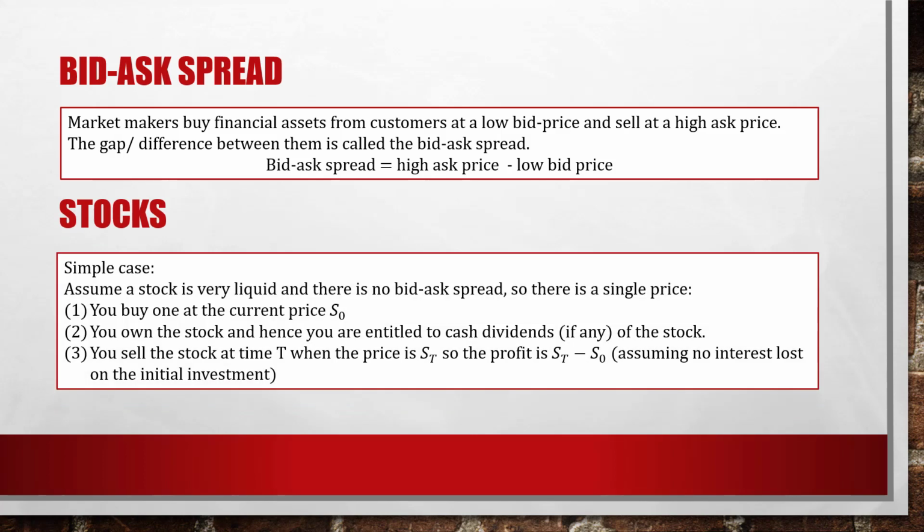About stocks, we consider a very simple case where we assume a stock is very liquid and there's no bid-ask spread and there's a single price. You buy one at the current price S0. You own the stock and hence you are entitled to cash dividends, if any, of the stock. You sell the stock at time T when the price is ST, so the profit is the gap between ST and S0, assuming no interest loss on the initial investment.